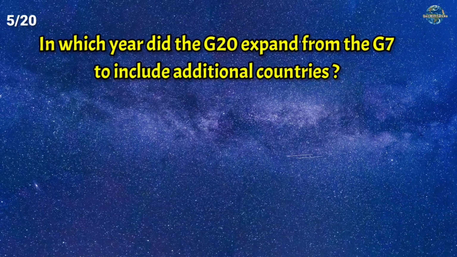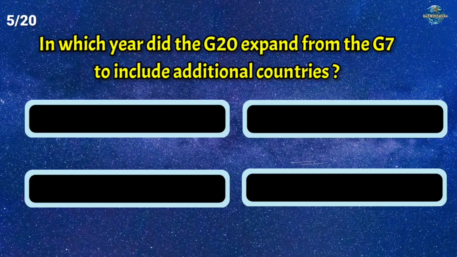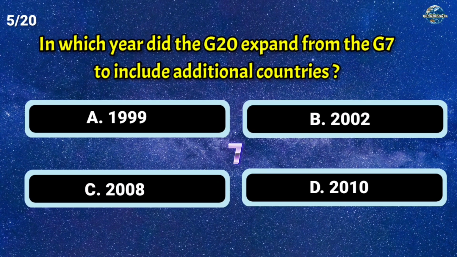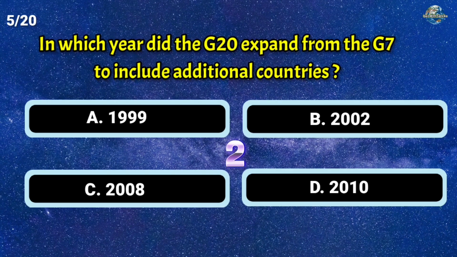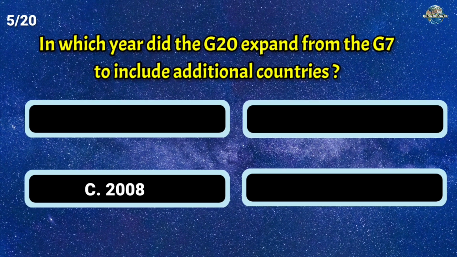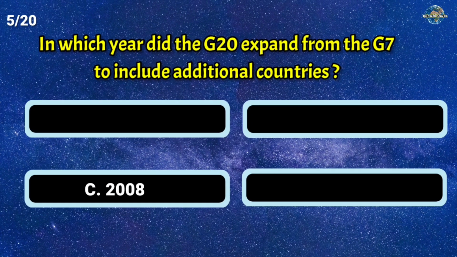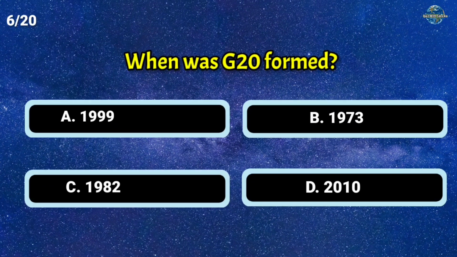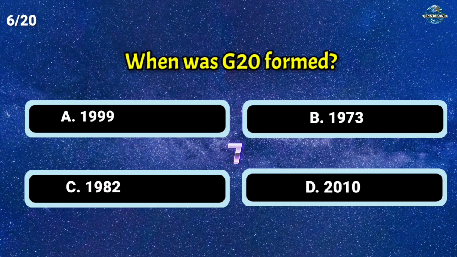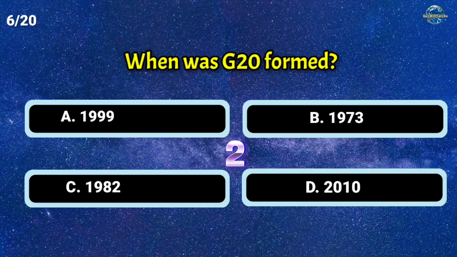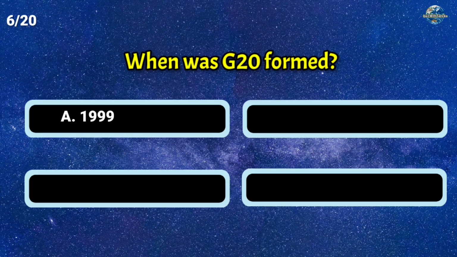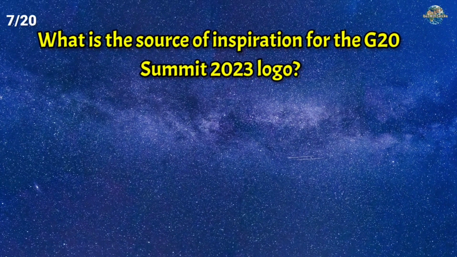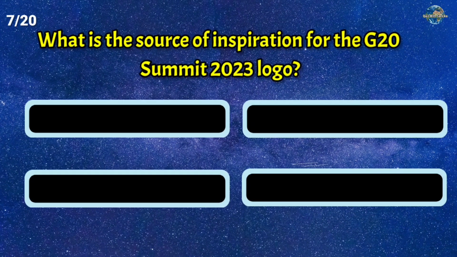In which year did the G20 expand from the G7 to include additional countries? Answer is C, 2008. When was G20 formed? Answer is 1999. What is the source of inspiration for the G20 Summit 2023 logo?